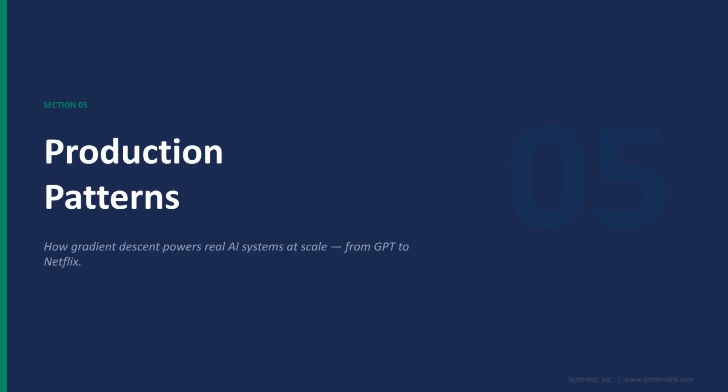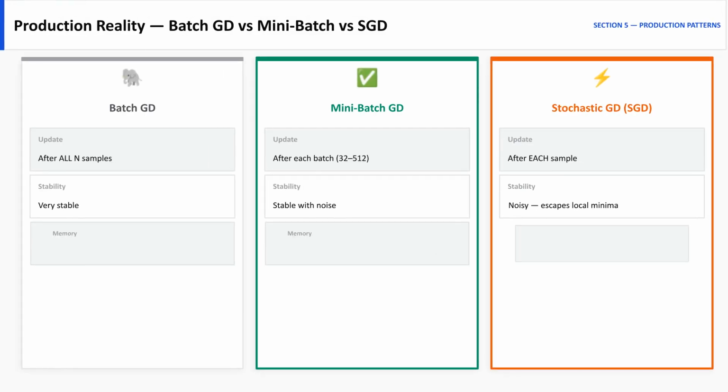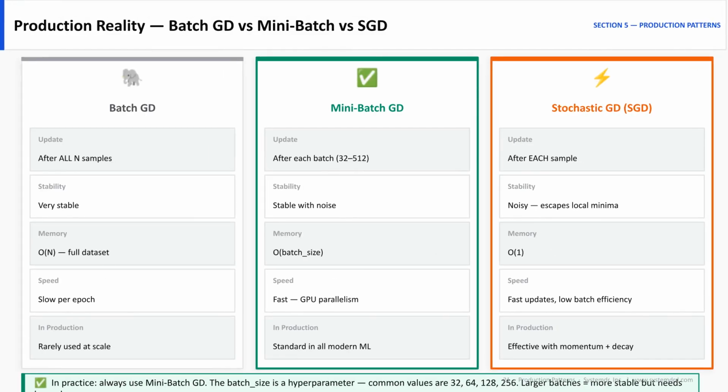We are now starting Section 5, Production Patterns, exploring how gradient descent powers real AI systems at scale, from models like GPT to platforms like Netflix. In production, mini-batch gradient descent is the standard. It updates after processing small data batches, balancing the stability of batch GD with the memory efficiency and speed of stochastic GD. Mini-batch allows for GPU parallelism and is essential in modern machine learning.